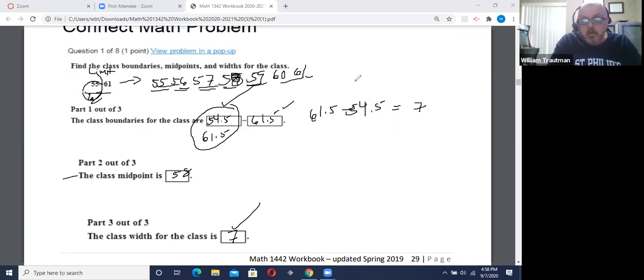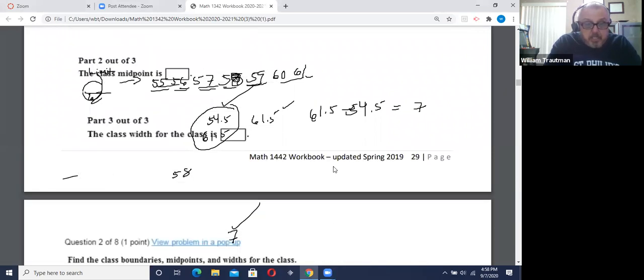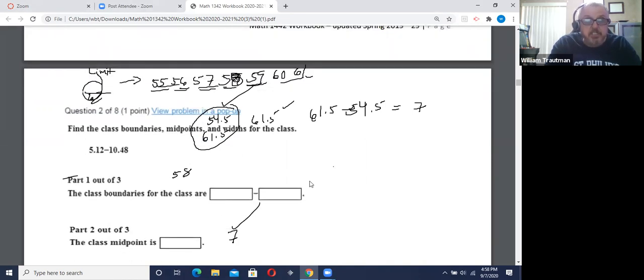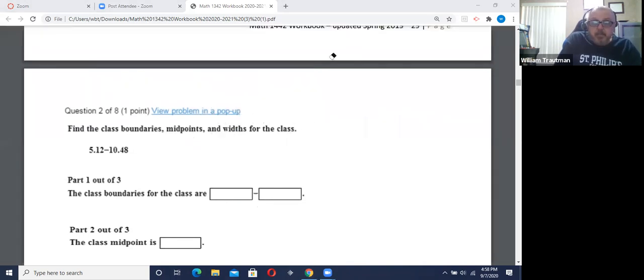All right. Okay, so that's it for the day. I mean, they had more examples here. Actually, let's do this next one because this is one we haven't done yet. It's a little different because it has the decimals.